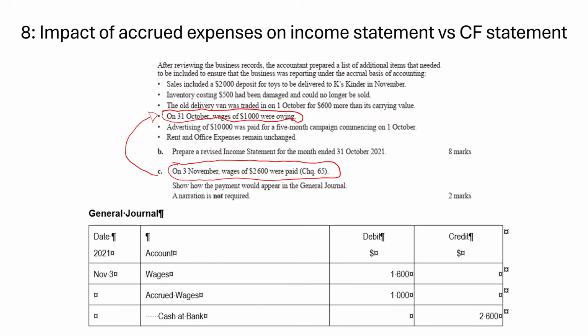So therefore, that 2,600 is coming out of the bank. That's the figure that's going to go in our cash flow. So if you're asked to do a cash flow, we put in the full 2,600. We can just report it as a wages payment operating outflow 2,600.